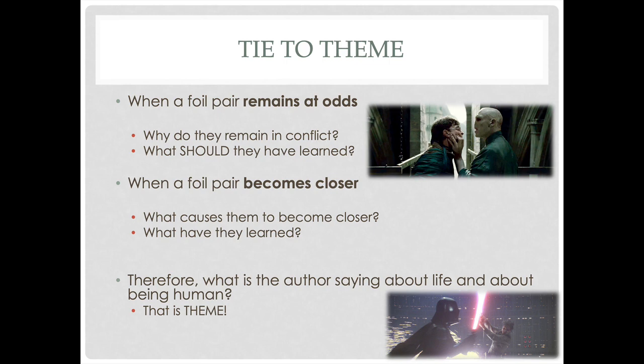What is the author saying when a foil pair stays at odds? Also, when a foil pair does become closer, what causes them to become closer? What have they learned? Why are they now more friendly at the end than they were at the beginning? And so what is the author trying to say about life and about being human when a foil pair comes together, or when a foil pair remains at odds? That is our job as readers performing literary analysis, but using the foil pair as a topic to look at.